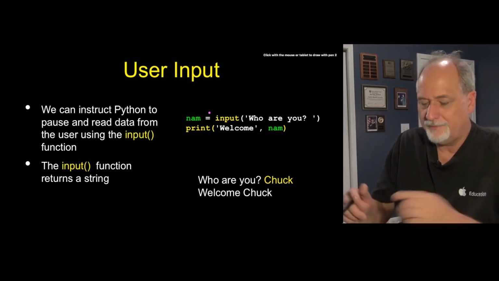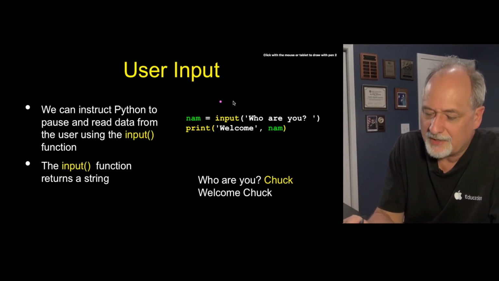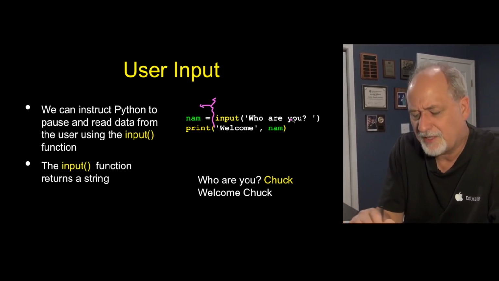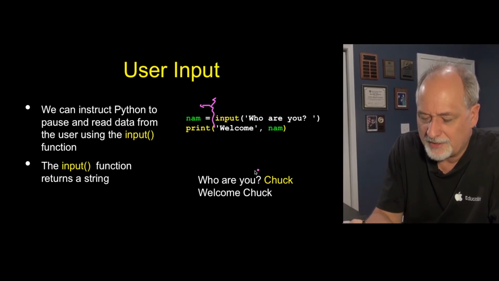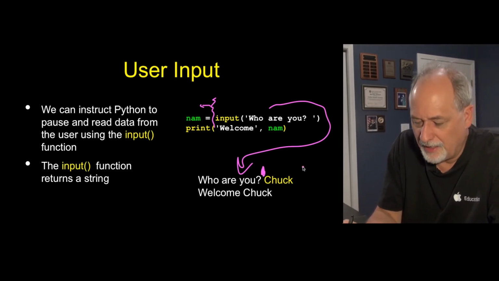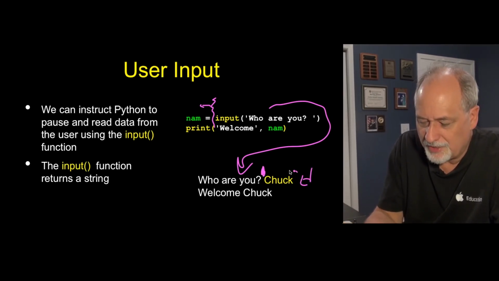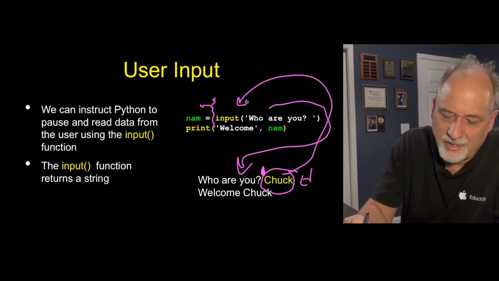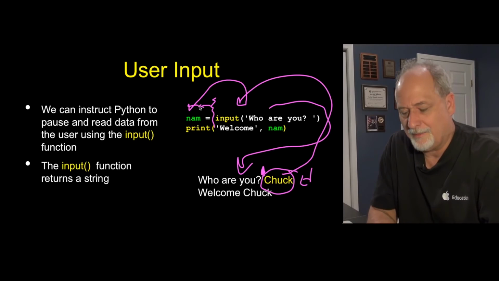So let's do that again. It's evaluating an assignment statement. Remember, you can think of it as just do the right side first. It writes this out, writes that out, then it waits until we hit the enter key, and takes this Chuck, and that becomes the result of this input, which is then assigned into nam.